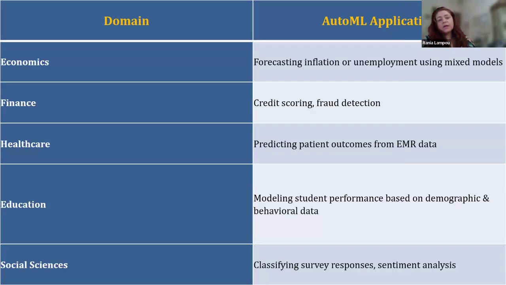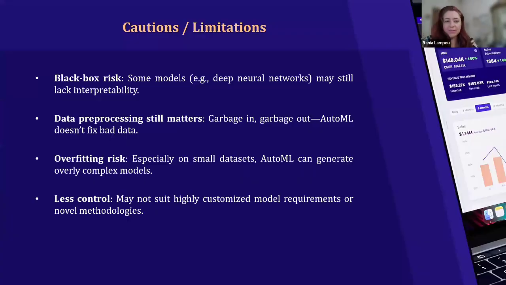Definitely, of course, be careful of all these limitations about the blueprint that I mentioned before. Some models may still lack interpretability. The data proportions still matter. Remember this quote: "Garbage in, garbage out." If you have bad data, this is not possible to be fixed. Overfitting risk, especially in small data sets, generates overly complex models, and there is less control because this may not suit highly customized model requirements or novel methodologies.